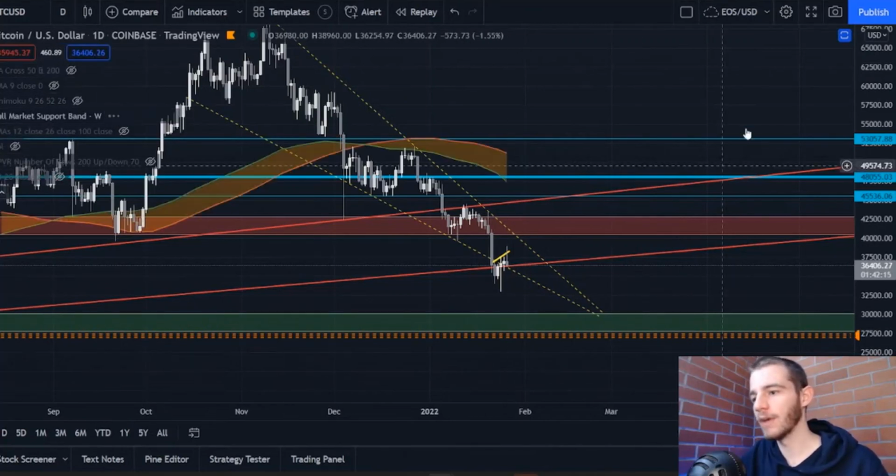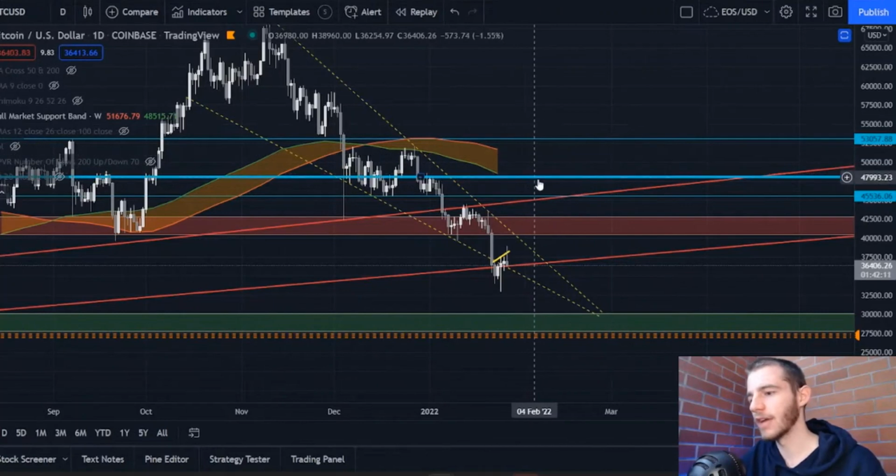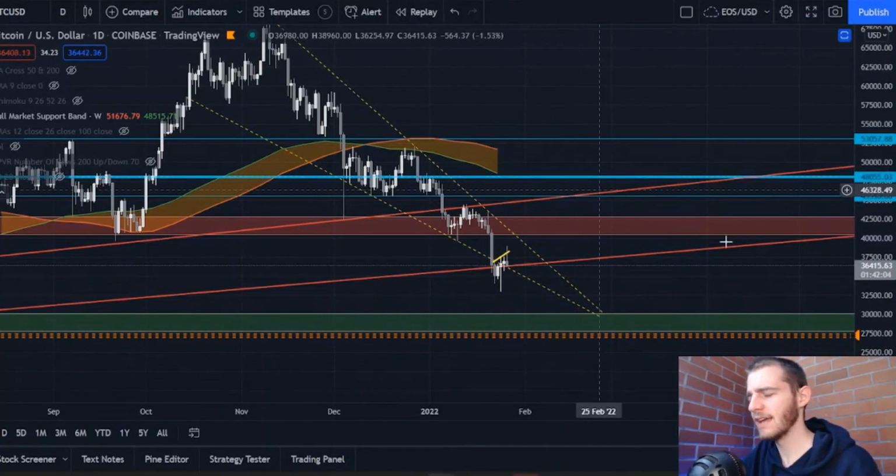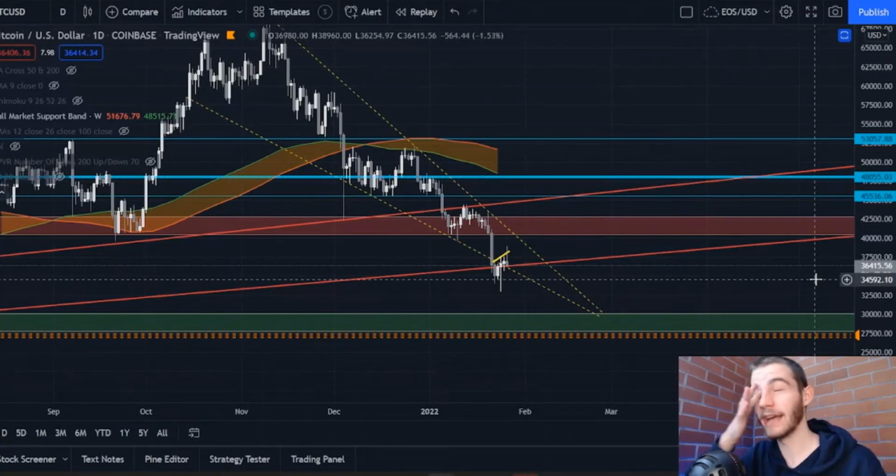Looking at the bull market support band, it's still trending between the 53K to 48K area. You'll notice that I have 48K as a thick blue line. That is because 48K is my critical breaker. I think that 48K is the most important price on this chart right now.